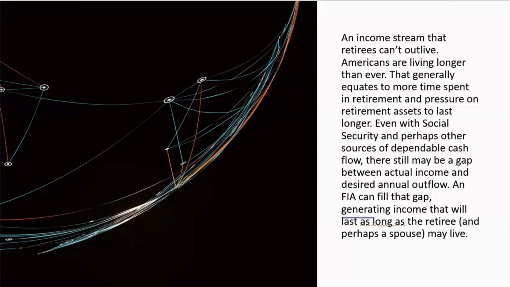Look there, they use that word gap. There still may be a gap between actual income and desired annual outflow. One of the tricks and one of the arts of what we do is to be able to demonstrate and show the gap, to explain the gap to people, because once people realize that there is a gap and they understand that it's probably going to last the rest of their lives, they want to take care of it. A fixed index annuity can fill that gap, generating income that will last as long as the retiree and perhaps even the spouse may live.